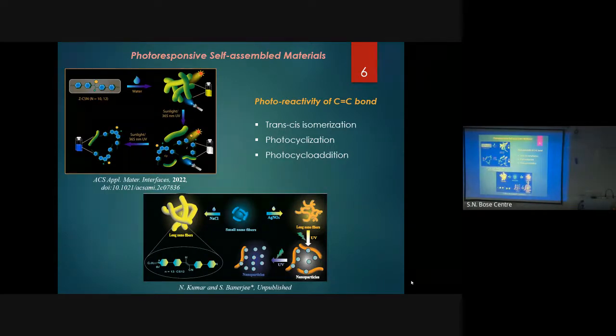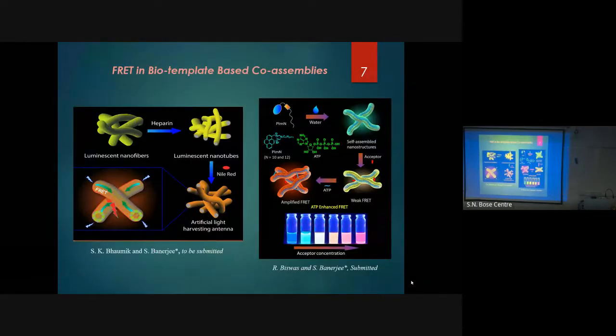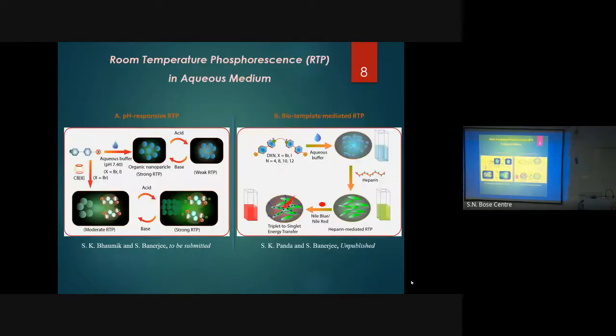And especially for some of the molecules like this molecule, which has a double bond, cyanostilbene, we can also have photoreactivity, like a carbon-carbon double bond photoreactivity, and we are exploring different photoreactions again to modulate the properties. Also, when you have this kind of co-assembly formation between heparin and the self-assembled structure, the co-assemblies we have used for fluorescence resonance energy transfer studies.